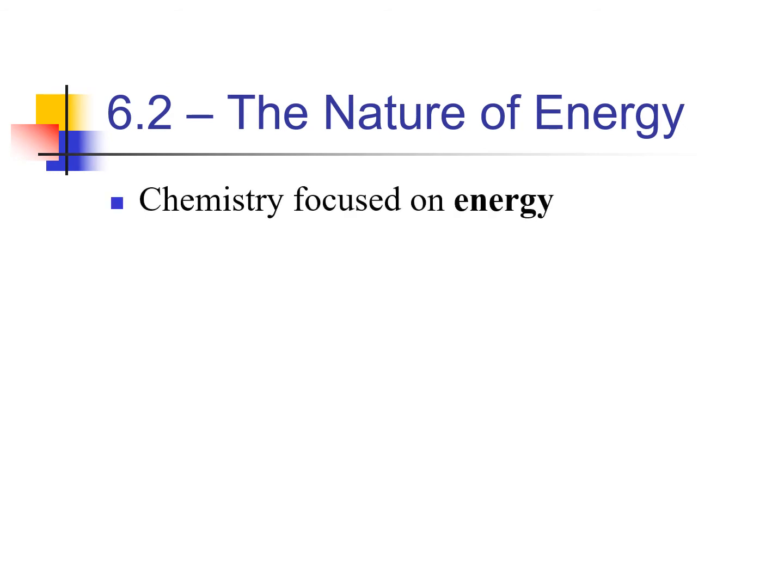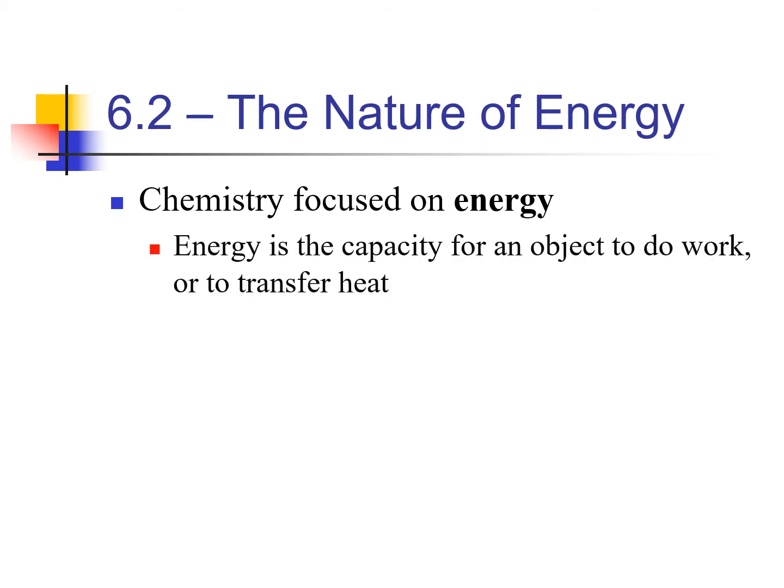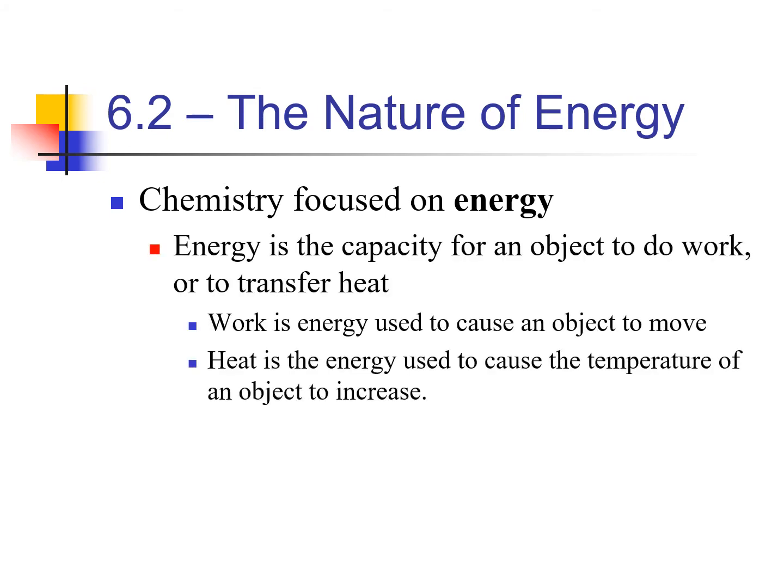So real fast, chemistry is focused on the flow of energy. And the two forms of energy we're going to focus on are work and heat. Work is energy that's used to make an object move. And heat is energy used to cause the temperature to increase. That means if it's gained, and if it's lost, temperature would go down. Work is a topic we're going to talk a lot more about when you take physics. Don't sweat it too much now.